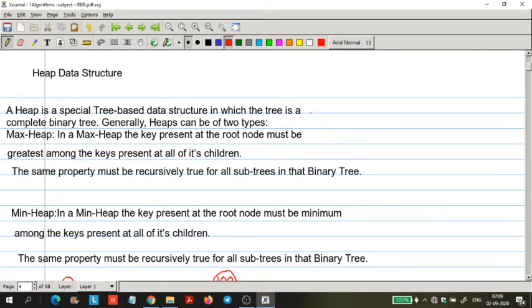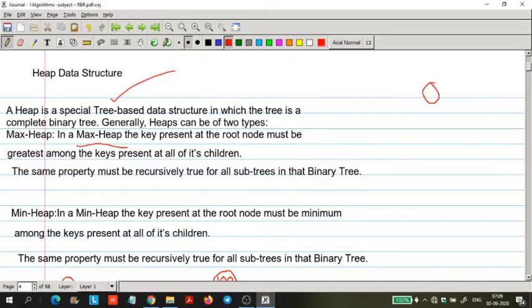A heap is a special tree based data structure in which the tree is a complete binary tree. Generally heaps can be of two types, max heap and min heap. In a max heap, the key present at the root node must be the greatest among the keys present at all of its children.